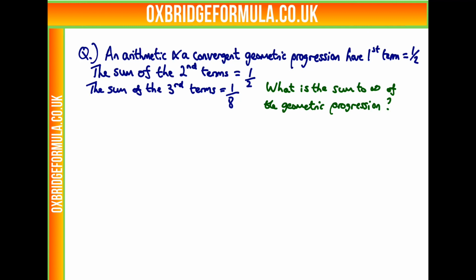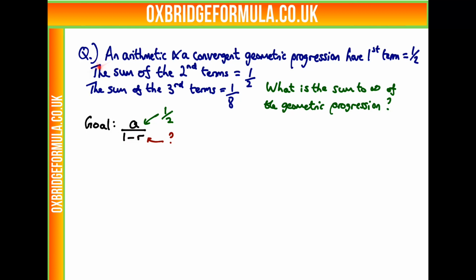So we want to find the sum to infinity of the geometric series. What is the formula for that? Our goal, the geometric series formula, is exactly a, the first term, all over 1 minus r. Well, we know a, which is given in the question, a half, but we don't know r. So maybe that's what we'll go and try to find.